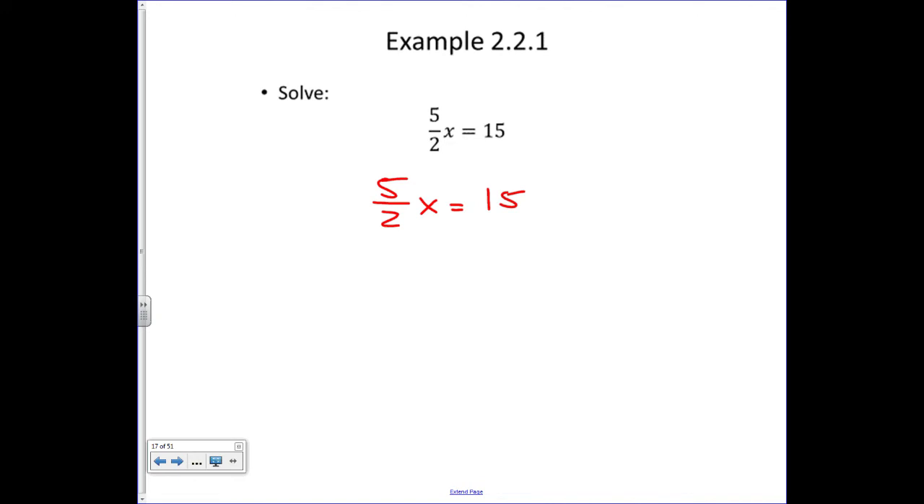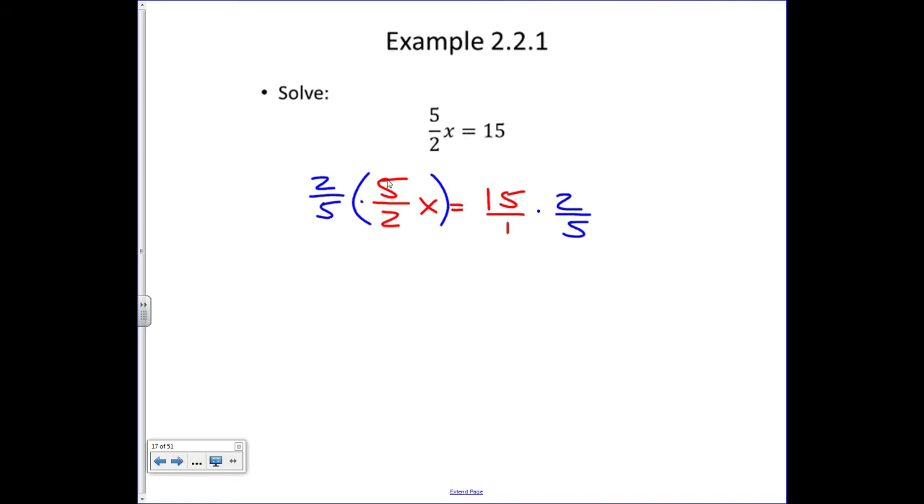Well, to solve this, to get x by itself, we always want to multiply by the reciprocal if we have a fraction, or just divide by the number if it's a number. Here we have a fraction, and so we want to multiply by the reciprocal. We're going to multiply both sides of the equation by 2/5. And remember that we can always write a whole number, like 15, as 15 over 1. And so now we can multiply.